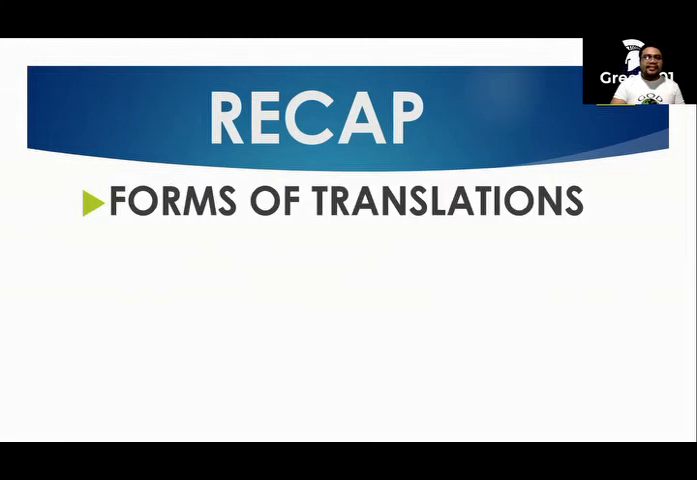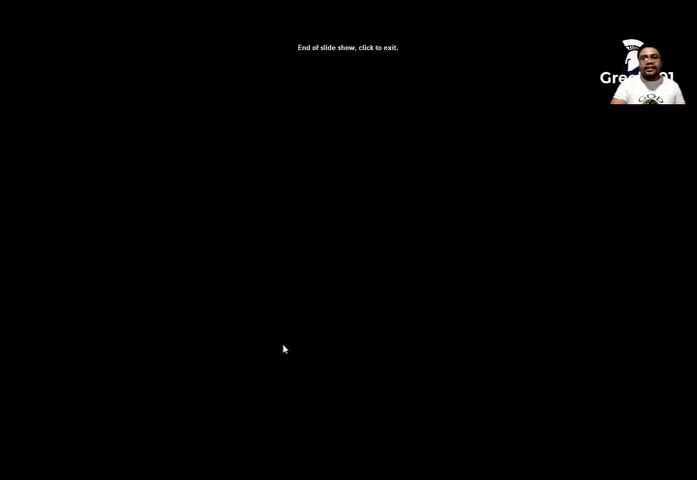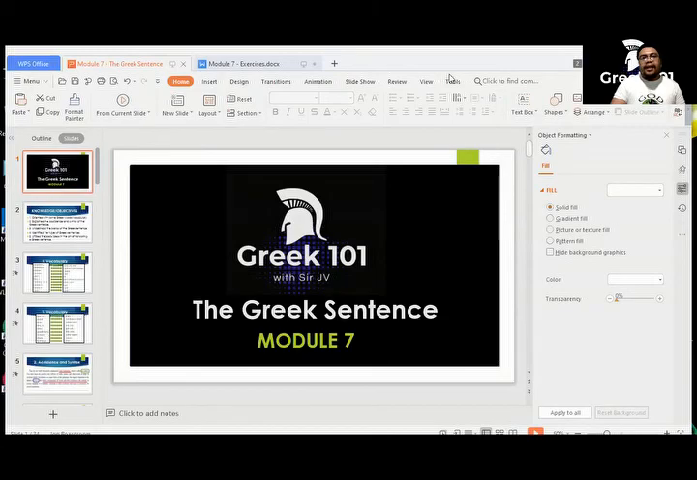All right, next. What are the forms of translations? It could be from G to M, the Greek document to the modern readers, or G to E, the Greek document to the English language, or G to O to M, so the original Greek writer to its original reader. You analyze it and reconstruct it from English to the modern readers. So that's it, our lesson about the Greek sentence.